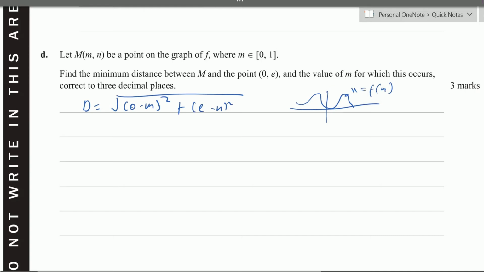And then you get d is m squared plus 1 minus m squared e m squared, or something like that, but you just diff it and equate it to 0, and you'll see that it happens when x is .783, so that's your m value. You get 2.511 units. And that's question 1.